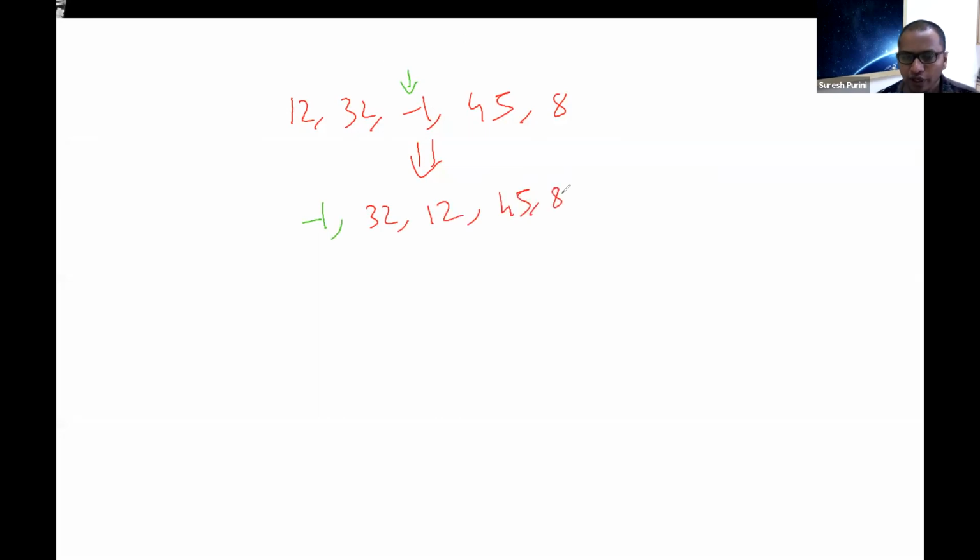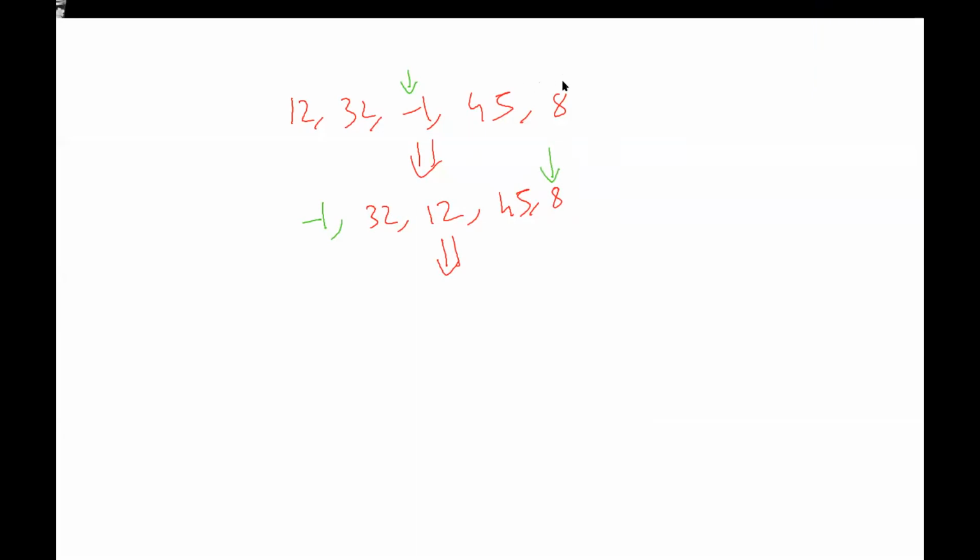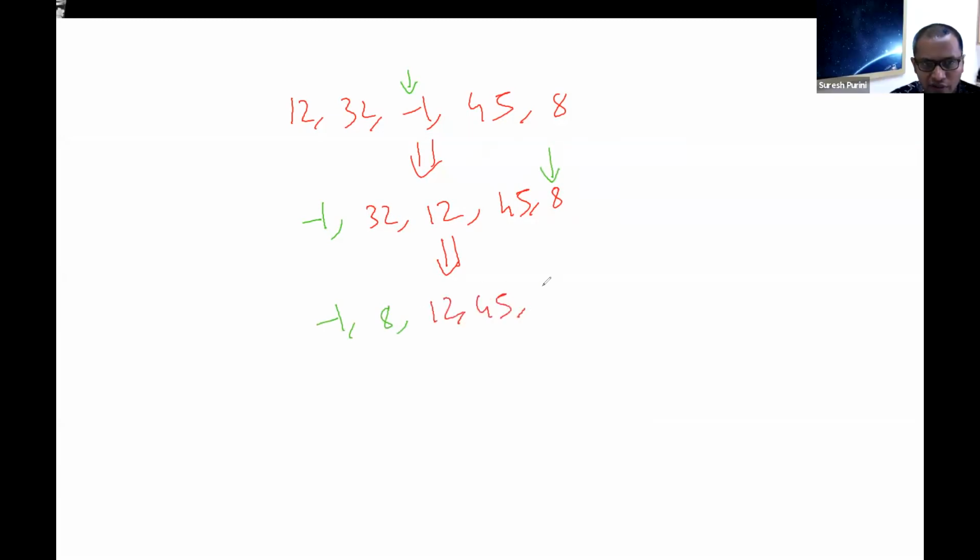So now you recurse again. You leave -1 in its position, since we know it is the smallest element. In the next iteration, you just consider the red elements and try to find the smallest element among them. What is the smallest element among the red elements? It is 8, right? So what do you do? You swap 8 with 32. So this is what you get: -1, 8, and then maybe 12, 45, 32.